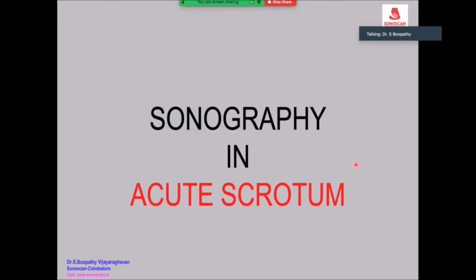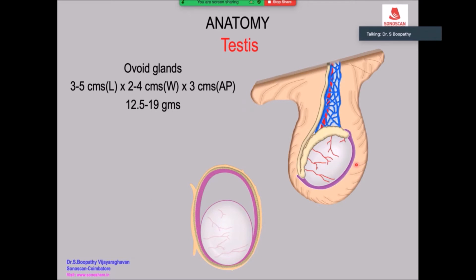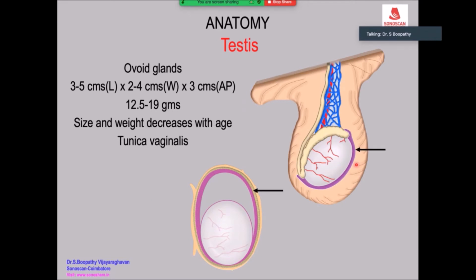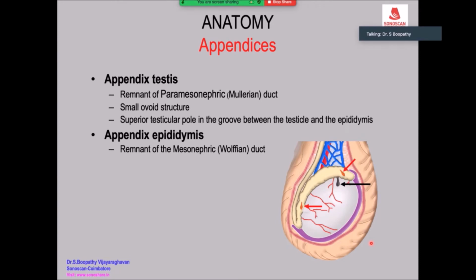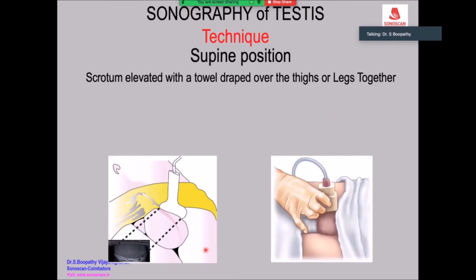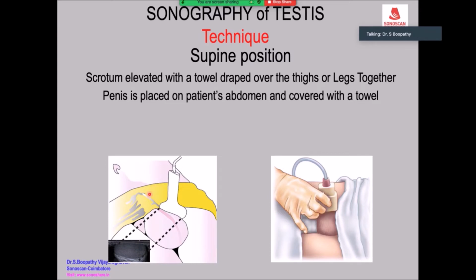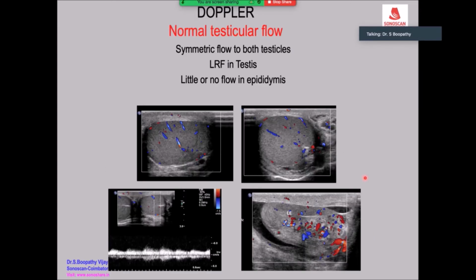Sonography in acute scrotum. So that is normal. There are two coverings for the testis. The outer one is the tunica vaginalis, which is marked here. It's a remnant of the mesonephron, and so the scrotum is a little elevated. The penis is placed on the patient's abdomen. Flow is normal, or you may see very little flow.